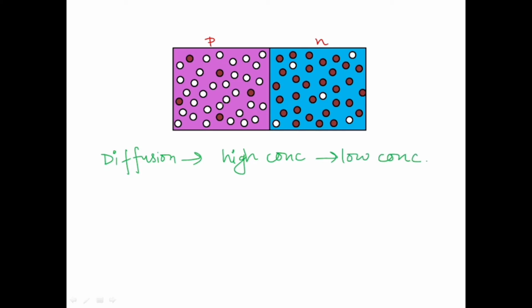What does that mean? We can see that holes are majority, they are more in number in P type, less in N type. So these holes will start moving from P type to N type. Similarly, electrons are more in N side, so these will start moving from N side to P side. So in this way, this diffusion is taking place here, where electrons move from N side to P side because they have high concentration in N side and less concentration in P side. Holes will move from P side to N side. During this process, they start recombining at this junction point.